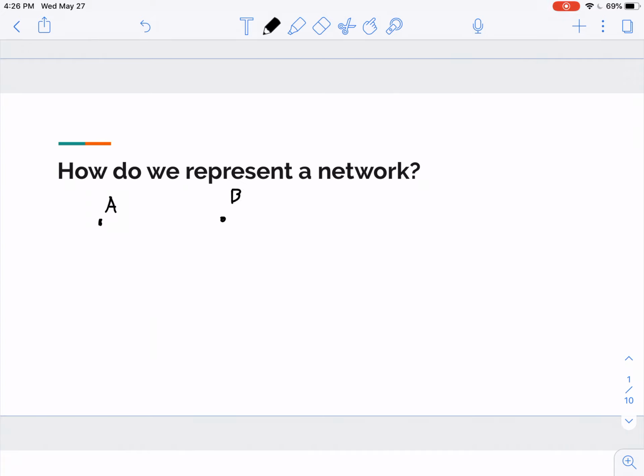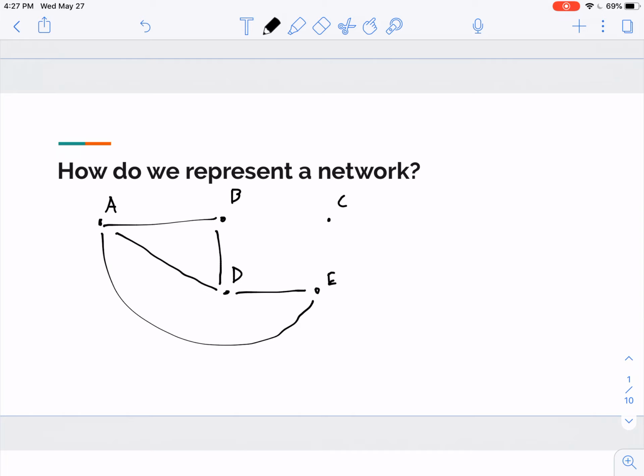So there's A, B, C, D, and E. And maybe person A is friends with person B and person E, and person D is friends with E and B, and maybe also A, and then person C is only friends with person E. And the cool thing about this is that this abstract structure can represent lots of things.